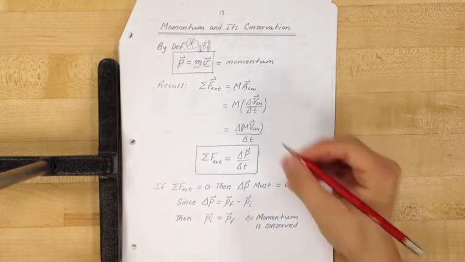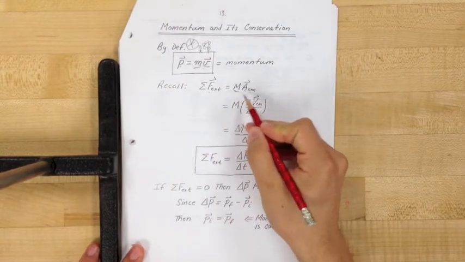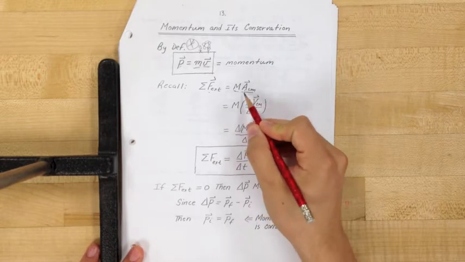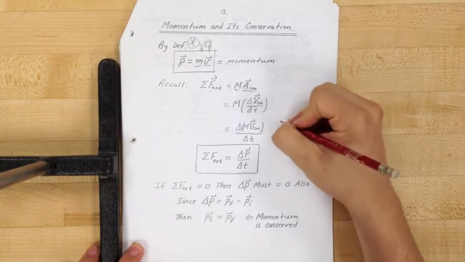Now, if you can recall, as Newton said, the sum of all forces is equal to an object's mass times its acceleration. Now, the acceleration is based off its center of mass, because if you have a large object, you want to measure it from its exact center.